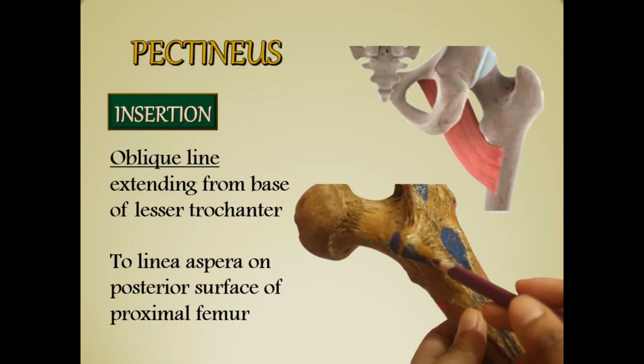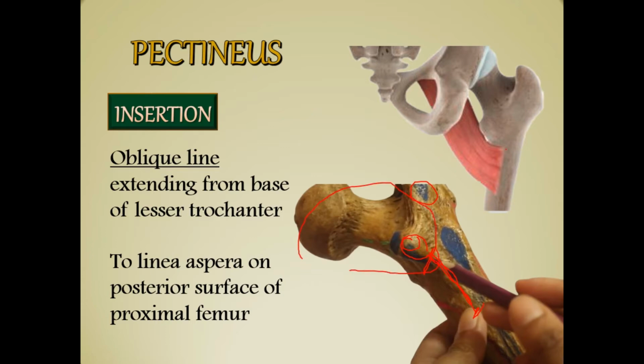Pectineus muscle inserts on the oblique line on the posterior aspect of the proximal part of the femur. As you can see, the oblique line starts from the base of the lesser trochanter. This is the base, this is the greater trochanter, and this is the lesser trochanter. It starts from the base of the lesser trochanter to the linea aspera. Now from here the linea aspera will start. So in between the linea aspera and the base of the lesser trochanter, this is the oblique line, and this is the posterior aspect of the femur.